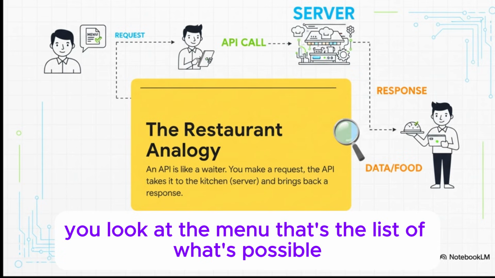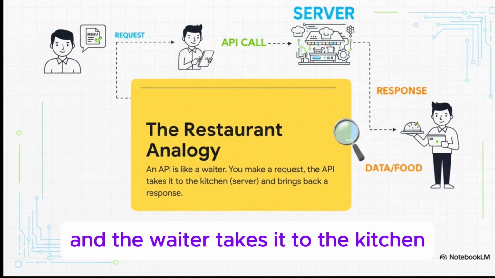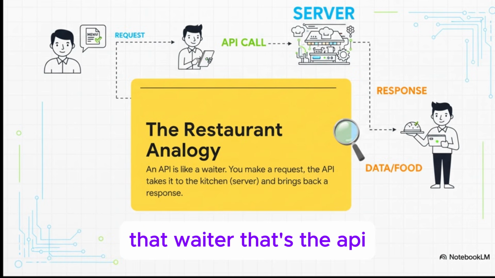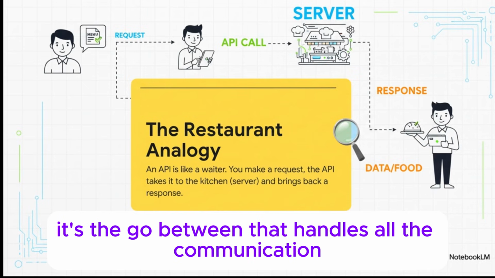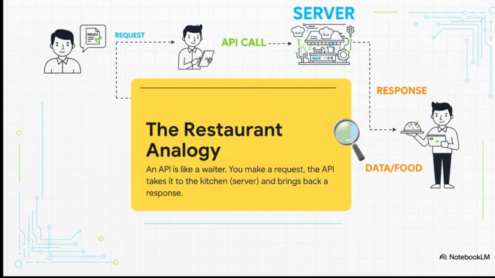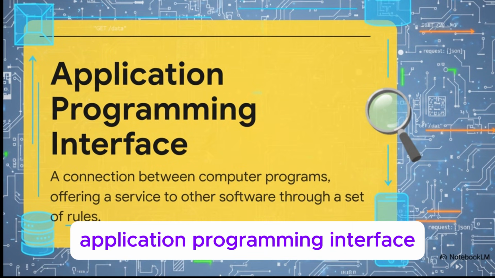You look at the menu, that's the list of what's possible. Make your request, and the waiter takes it to the kitchen. A little while later, the waiter brings your food back. That waiter, that's the API. It's the go-between that handles all the communication, so you don't have to worry about the chaos happening back in the kitchen. And that, right there, leads us to the official technical term, API, Application Programming Interface.